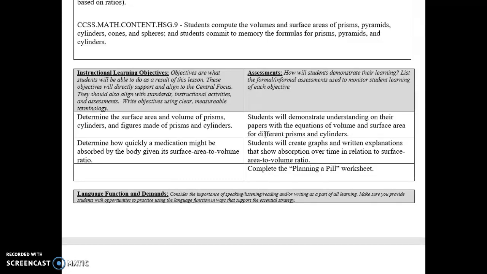The assessments in this lesson mainly consist of the planning a pill worksheet that they'll fill out, in which they demonstrate their understanding and then create graphs and written explanations to show the absorption over time in relation to that previously mentioned surface area to volume ratio.